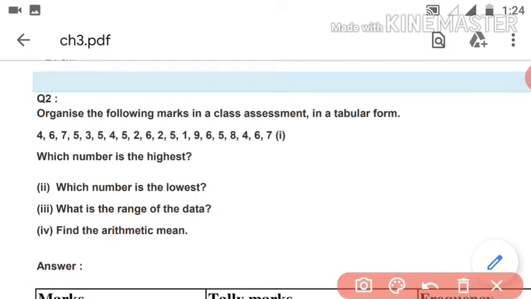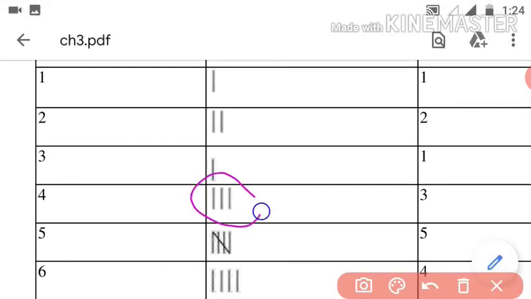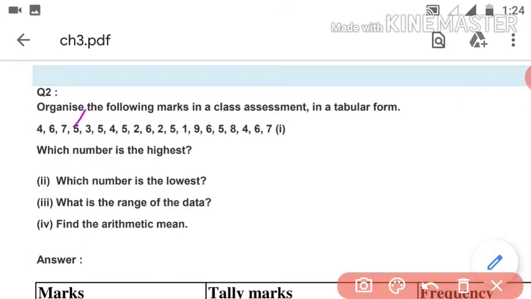From the given data, you have to see how many got 4 marks. 3 students, isn't it? So the tally marks will be in this way and the frequency will be 3. Now for 5, how many students got 5? 1, then 2, then 3, then 4, 5. So 5 students got 5 marks.